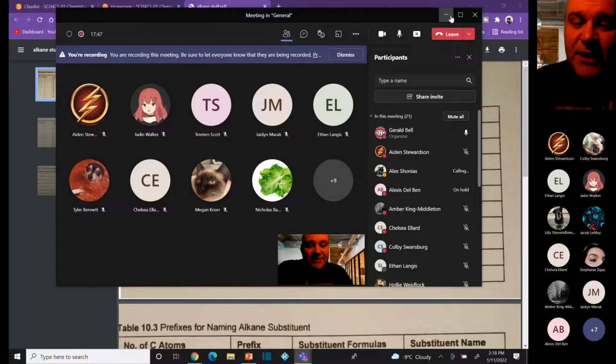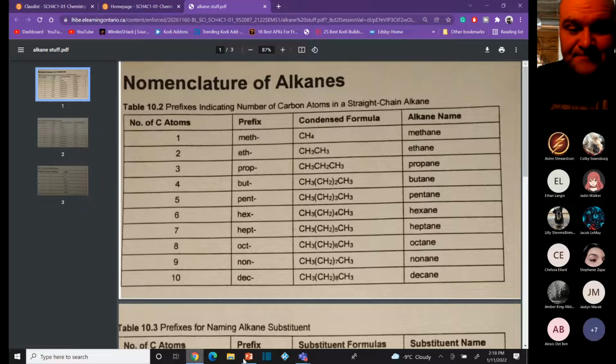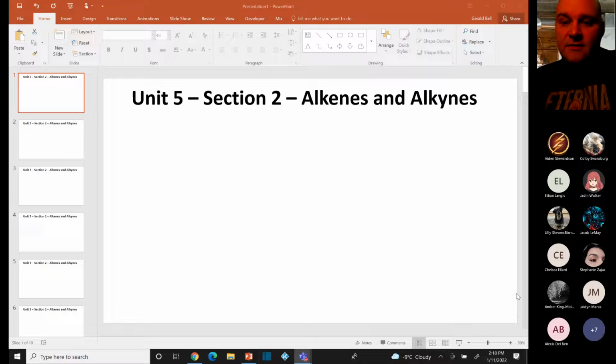Hi, in today's lesson, we're going to learn about alkenes and alkynes. That's compounds containing carbon that have double and triple bonds. Here we go. So that is our title, Unit 5, Section 2.